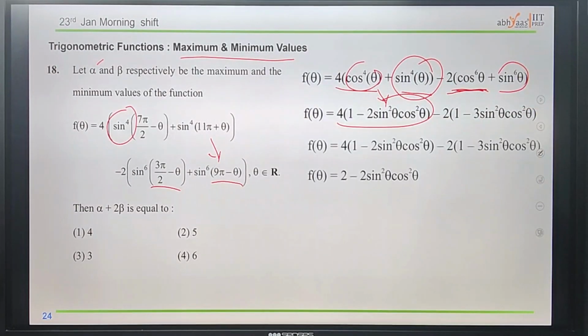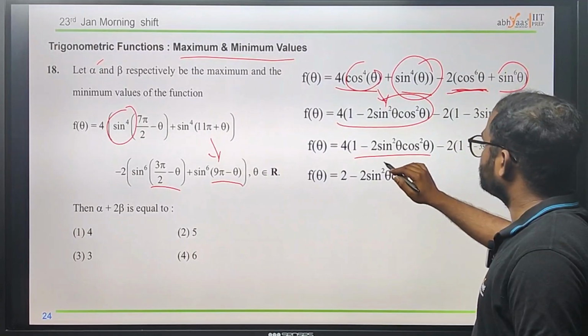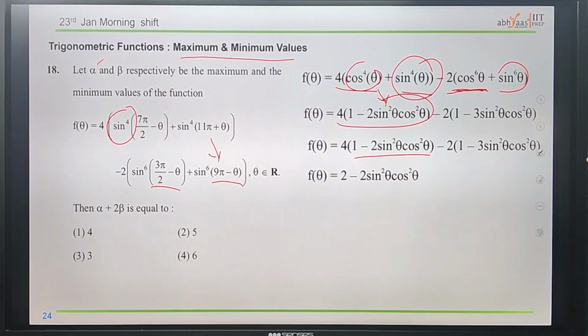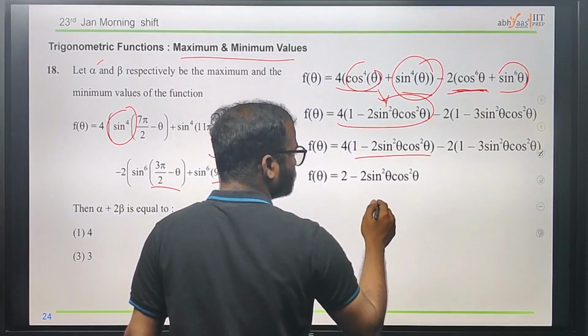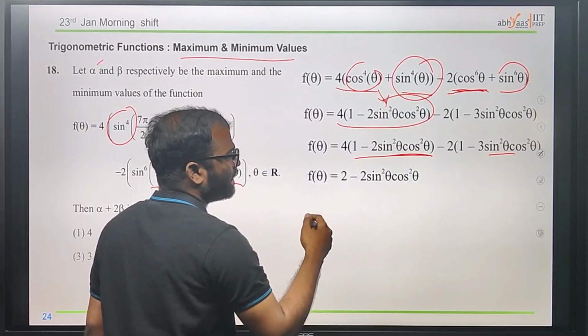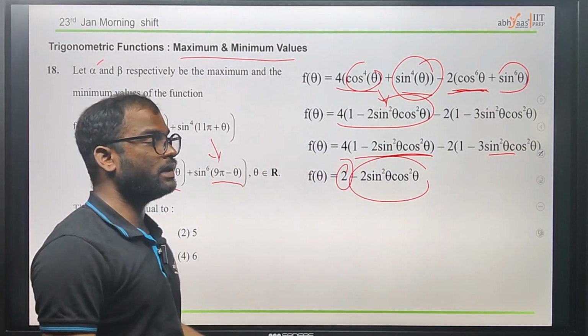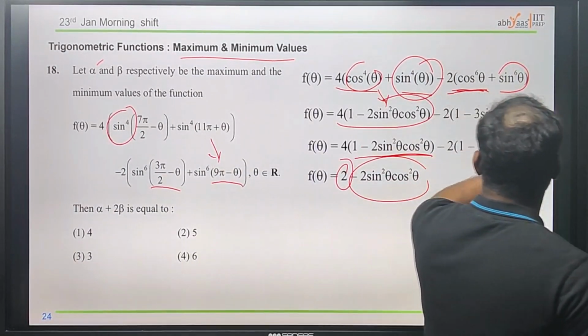Okay, this can be written like this. We just did some simplifications here. I think now you can easily see we have the same terms here, so we get the minus 2 and here 2. Okay, 4 minus 2 will be 2. We got f of theta as this one.